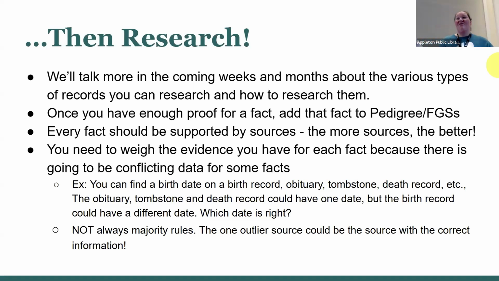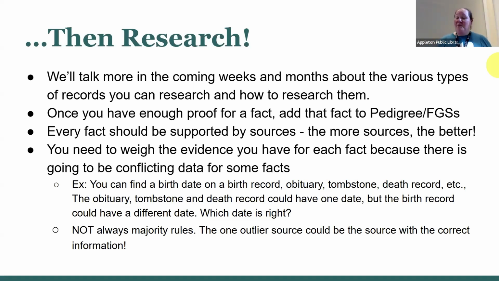You don't want to just have one source and rely on that one source, because that one source could be wrong. You've got to weigh the evidence for each fact, because there's going to be conflicting evidence. One record might say this and another record might say that. So you might find a birth date on a birth record, on an obituary, on a tombstone, on a death record. But guess what? That obituary, that tombstone, that death record, they could have one date and that birth record could have another date. Well, which date is right?